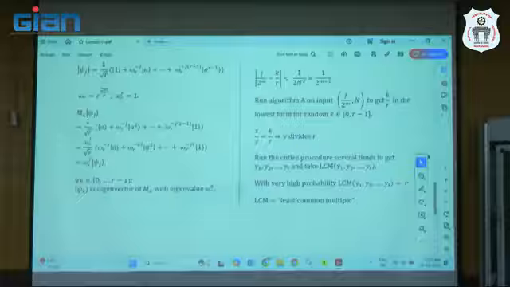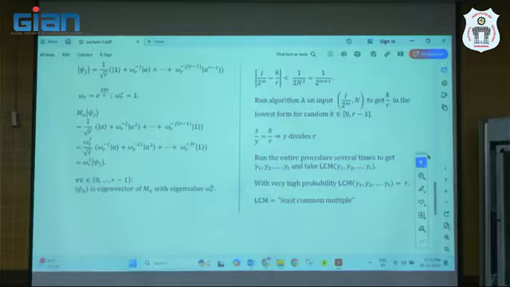Now we'll go from order finding to factoring. Okay.